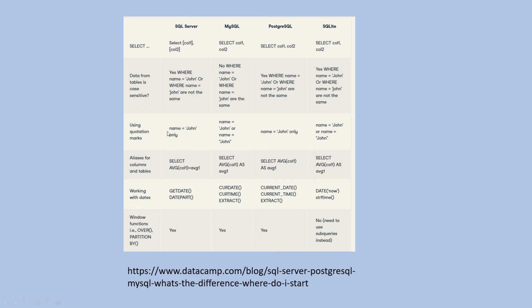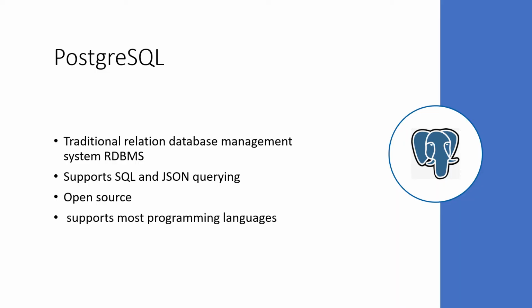It's small syntax variations. So if you look at, for instance, if we do this select average column 1 equals average 1, instead in MySQL you would use as average 1. It just varies slightly from one thing to the next. And I got this from datacamp.com. You can easily just look up the differences.